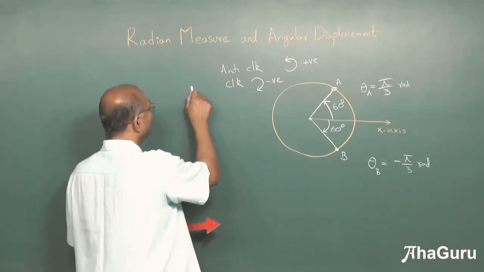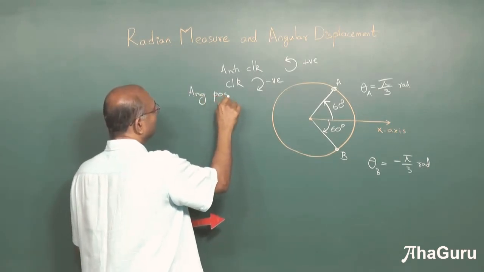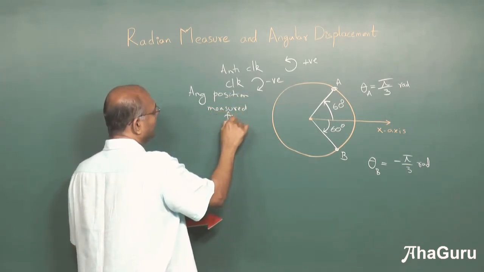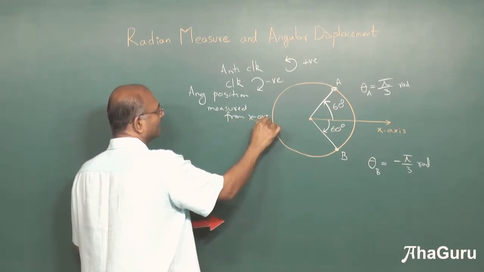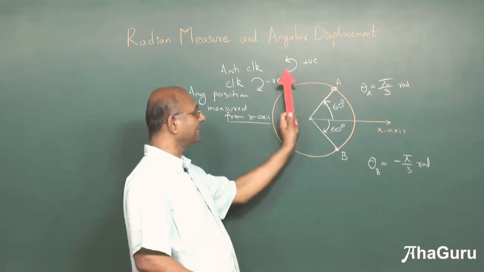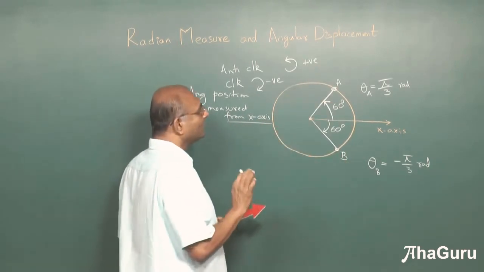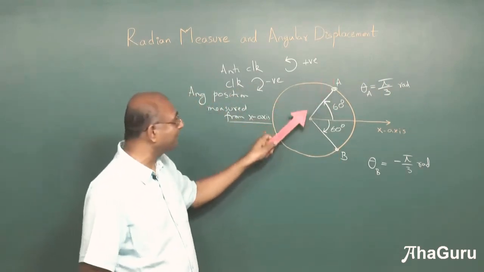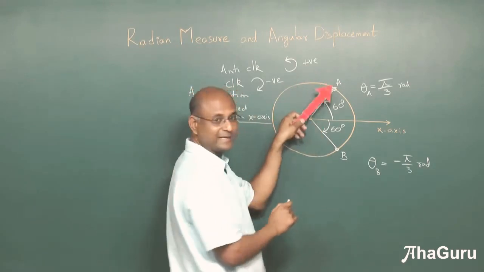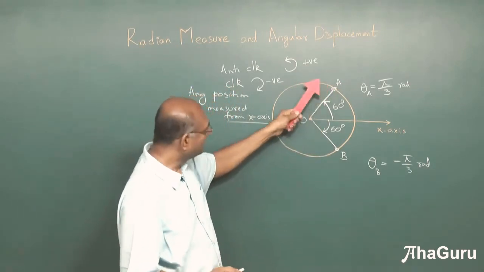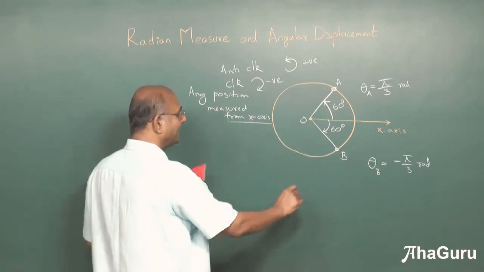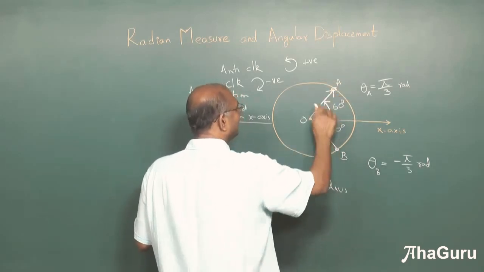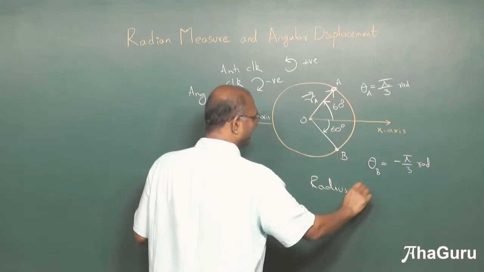So the first point to understand is that angular position is always measured from the x-axis. This is a convention, and it is measured in this direction as positive and that direction as negative. We always give the angle in radians. Now look at this: there is an arrow from the origin, or the center, to A, like this red arrow that you can see. This is called the radius vector. Well, it is the radius, but if I put an arrow there, it becomes the radius vector.